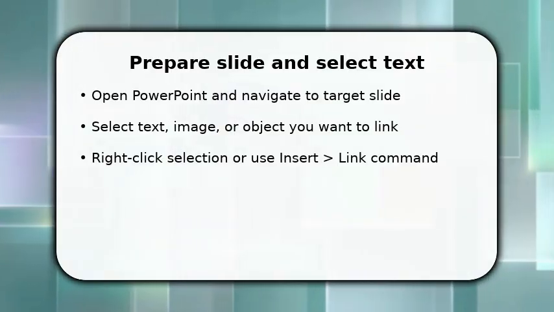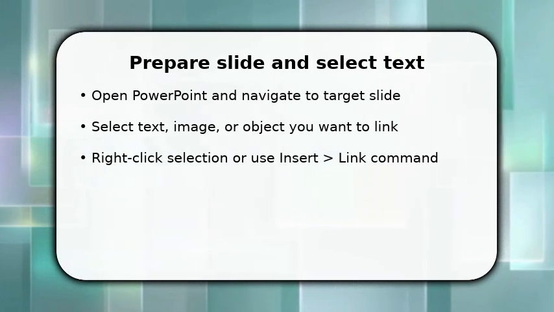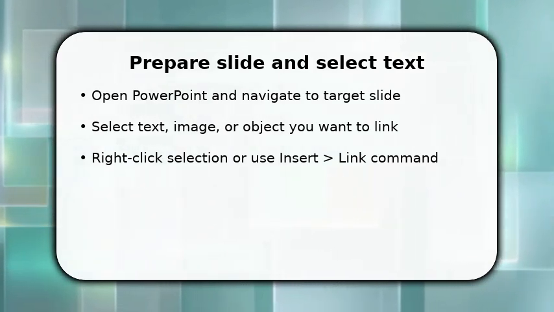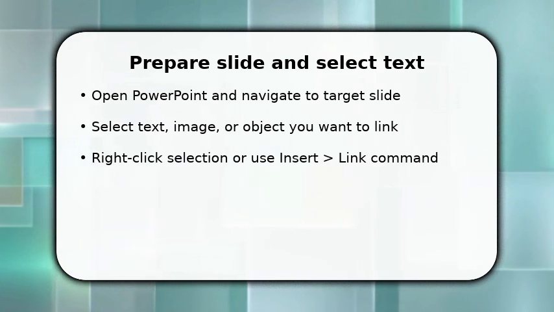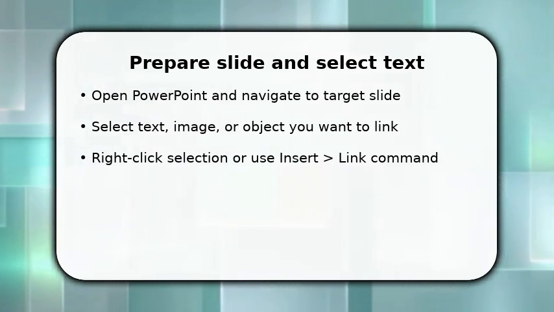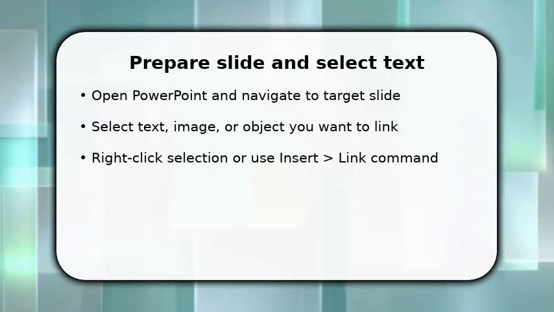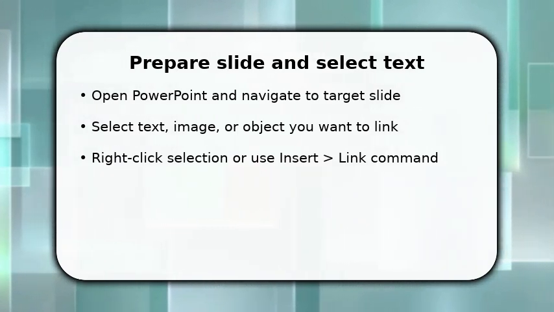Start by opening the specific slide where you want the link. You select the exact text, image, or shape that will hold the link. Once selected, right-click and choose Link, or go to the Insert menu and pick Link. This starts the linking dialog.